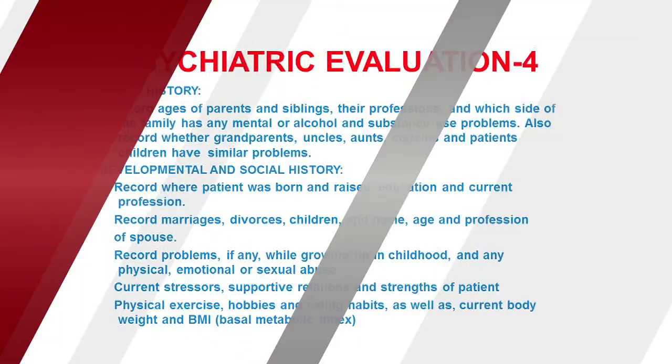It is very important to record the family history, namely the ages of parents and the siblings and their professions, and which side of the family has any mental or alcohol or substance abuse problems. Also record whether grandparents, uncles, aunts, cousins, and patient's children have similar problems, especially were they drinking, have they had any suicide attempts, or any bad tempers or mood swings.